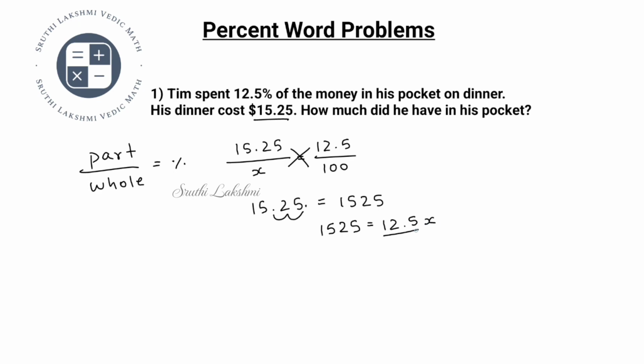So we divide 12.5 from x, and we do the same to the other side. So 1,525 divided by 12.5. Now, since we're dividing by a decimal, we're going to move the decimal point 1 place to the right. So that means we do the same to 1,525 as well. So 15,250 divided by 125.